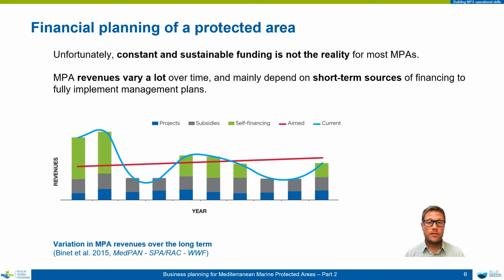Unfortunately, constant and sustainable funding is not the reality for most marine protected areas. MPA revenues vary a lot over time, as this figure shows, and they often depend on short-term sources of financing to fully implement management plans. As you can see here, the aimed financing should be rather constant. However, in this theoretical model of the funding of an MPA, we see that the variation over time is quite significant, which can threaten some of the conservation activities of the MPA.